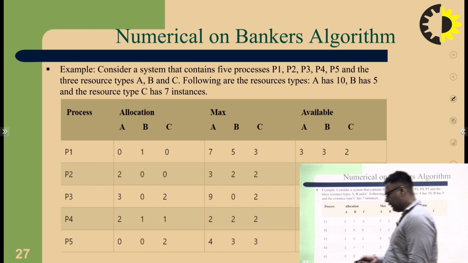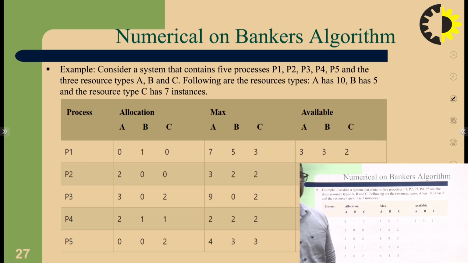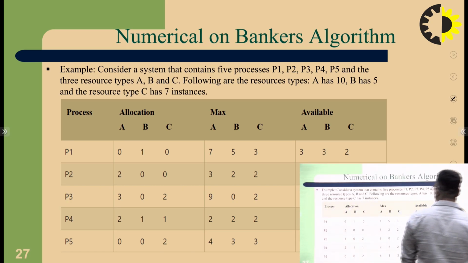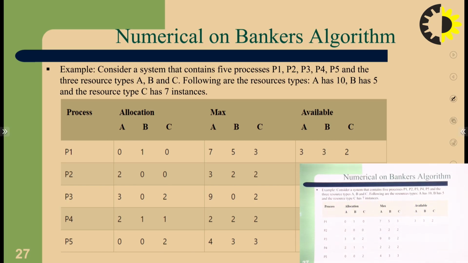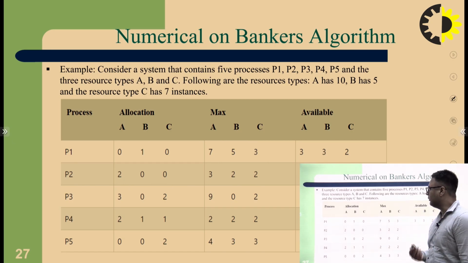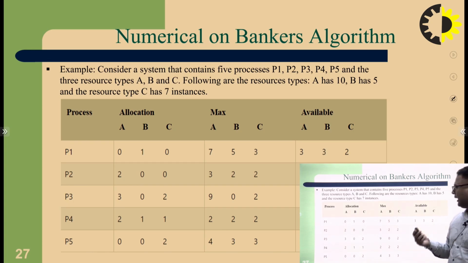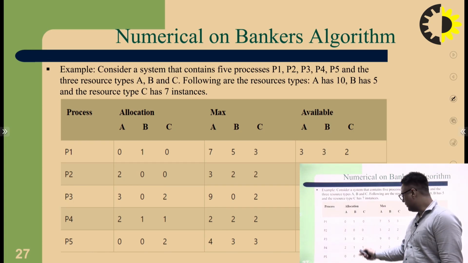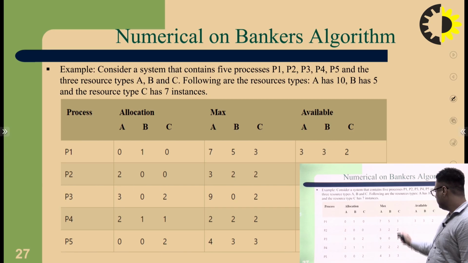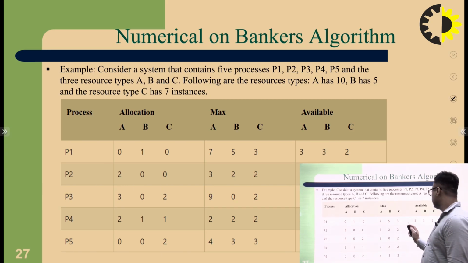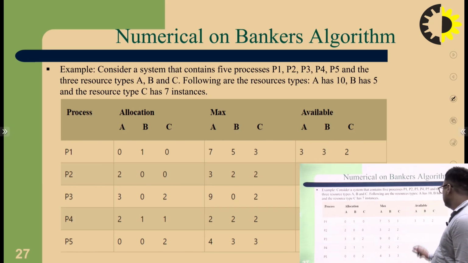Next, let's take one example. Here we have processes P1, P2, P3, P4, P5, and A, B, C are the resources. The maximum resource values are given here as 7, 5, and 7. The allocation of resources is given here, the maximum need of each process is mentioned here, and the availability is mentioned.